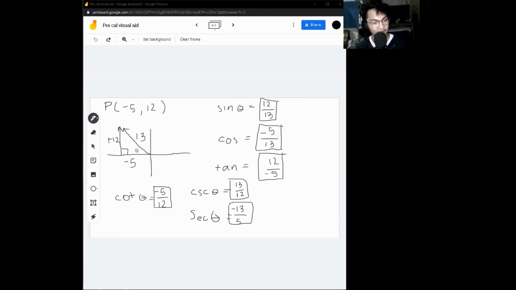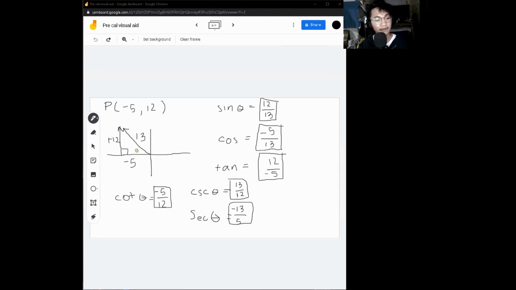Now let's go ahead and find sine theta. We need to find all six trigonometric functions. Sine theta is y over r. Also, it's opposite divided by hypotenuse, where the hypotenuse is r. So sine theta is going to be positive 12 over 13. Cosine theta is equal to the adjacent side divided by the hypotenuse, so it's negative 5 over 13. Tangent theta is equal to opposite divided by adjacent. So that's going to be 12 over negative 5.